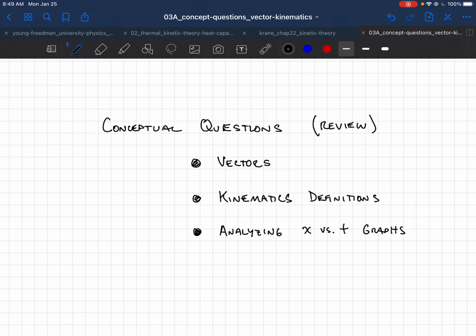We'll see how it goes. I've divided up into 3 sections, so there's a few questions on just vectors, a few questions on kinematics, the definitions that we set down, and then a couple questions on how to analyze position versus time graphs. And I'll go through and show you each of the questions. You can pause and answer the questions, and then we'll come back and I'll go through the solutions.